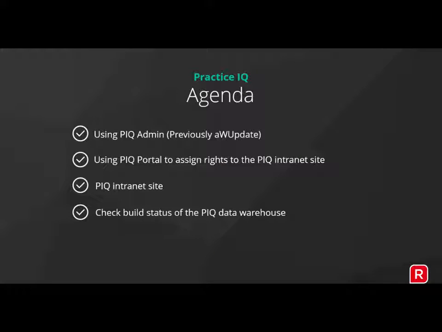We'll be covering the PIQ Admin Tool, previously called the AW Update Tool, and this allows you to access the PM system and the attributes to be brought across to the data warehouse for reporting purposes. We're also going to have a look at the PIQ Portal Tool that allows you to assign rights to the intranet site and to specific reports and sections. We'll have a look at the intranet site itself and some of the admin options available, and also where to check the build status of the PIQ solution in the background.